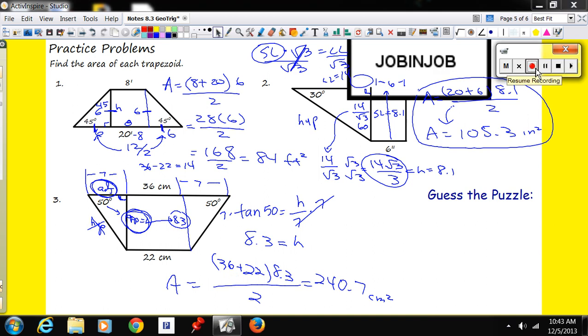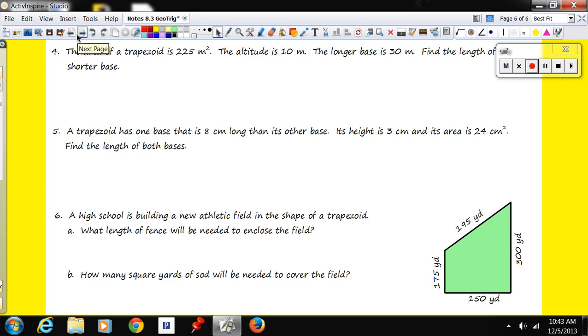These last few are pretty quick. The area of a trapezoid is 225. Altitude is 10. The base is 30. Find the length of the shorter base. All I'm going to need is my formula. A equals base plus base times height divided by 2. Let's plug in what we know.